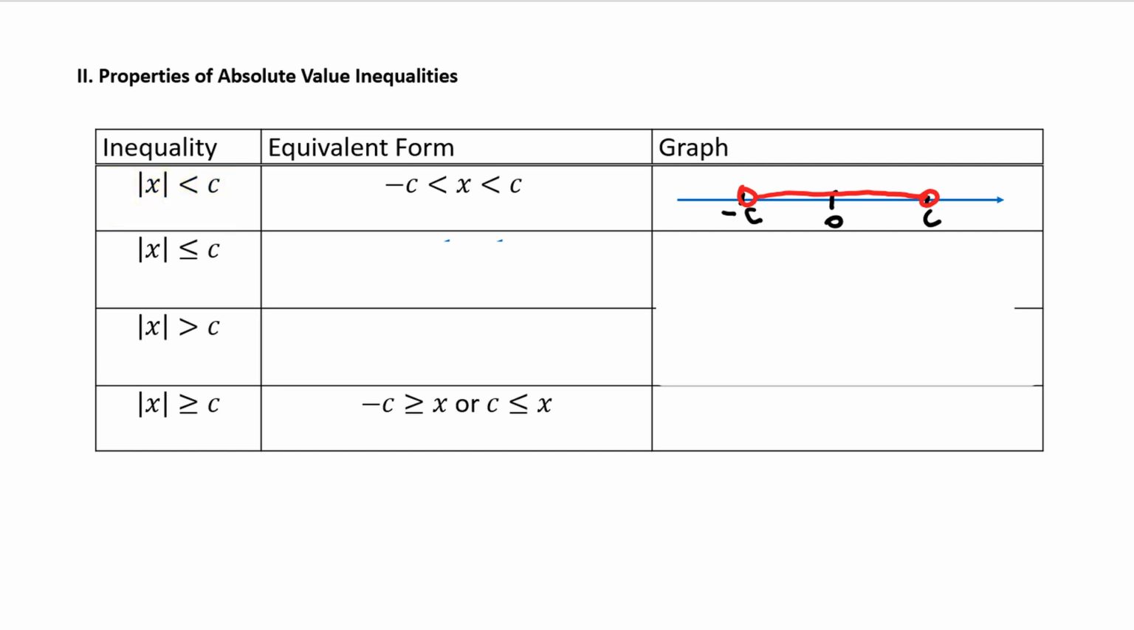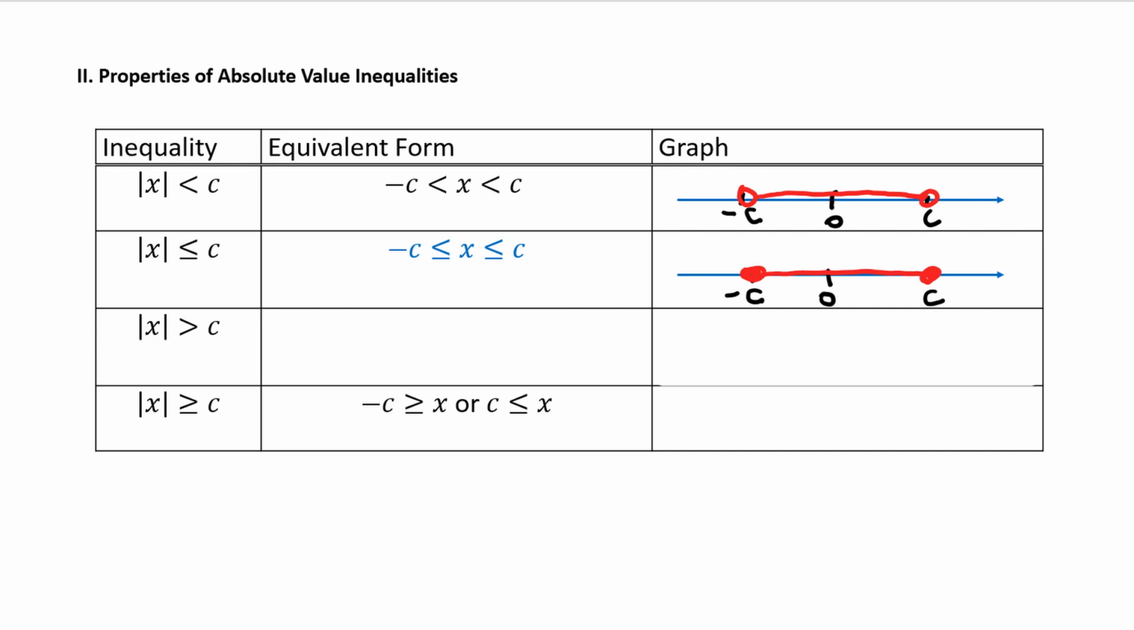For the absolute value inequality, absolute value of x is equal to or less than c, the set equivalent notation would be negative c is equal to or less than x is equal to or less than c. The number line would have solid circles for the negative c and c, and a line in between. The solid circles mean that the value is included. The open circle means that the value is not included.